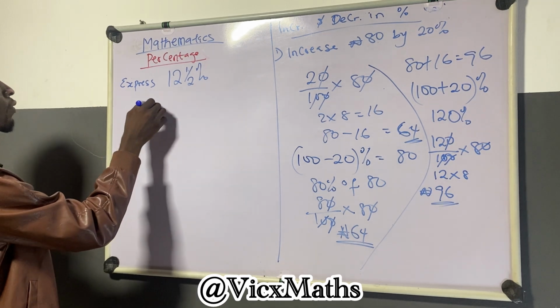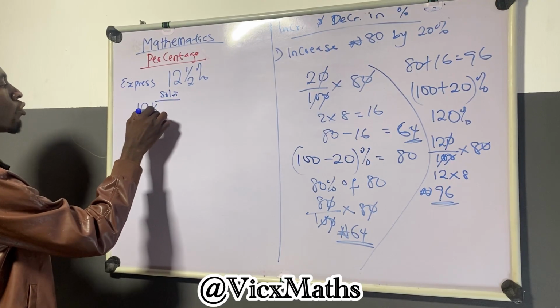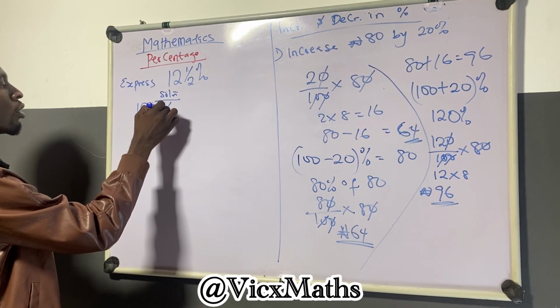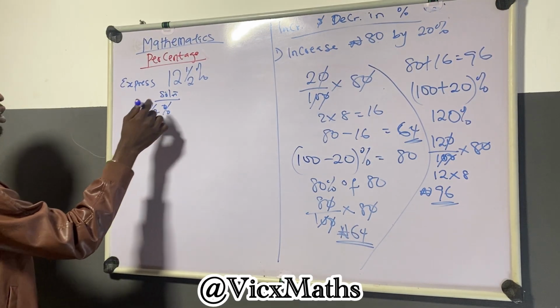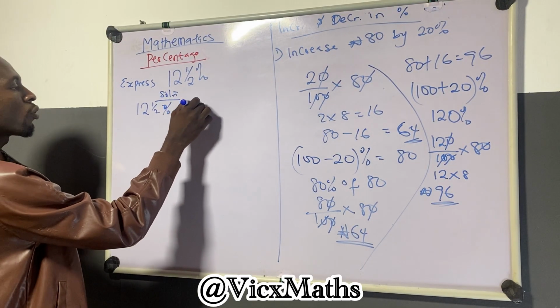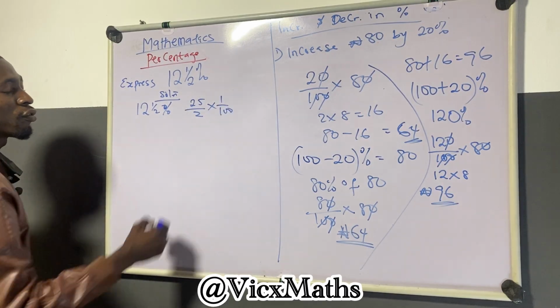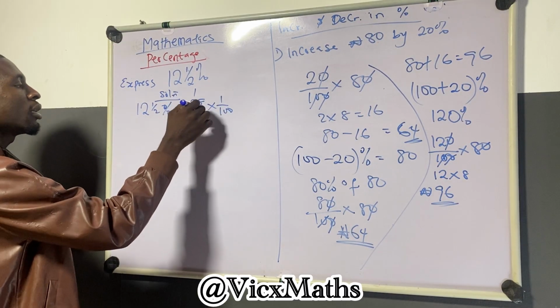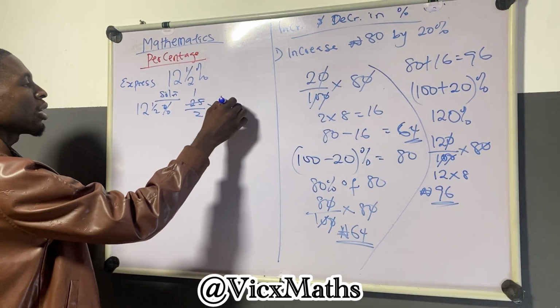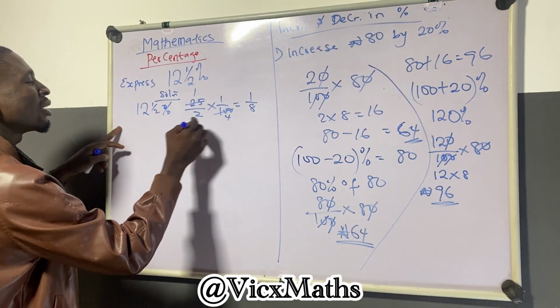So we're having 12 and 1 over 2%. Convert this to an improper fraction first. We're having 2 times 12, which is 24. 24 plus 1 is 25. So we have 25 over 2. Percentage is still the same thing as over 100. You understand that. Here 1, here 4. So we're having 1 times 1 is 1, and this times this is 8. So this is the fraction answer to it.